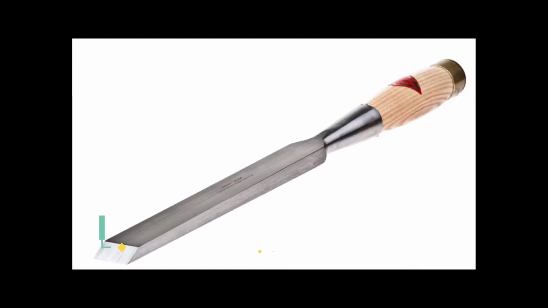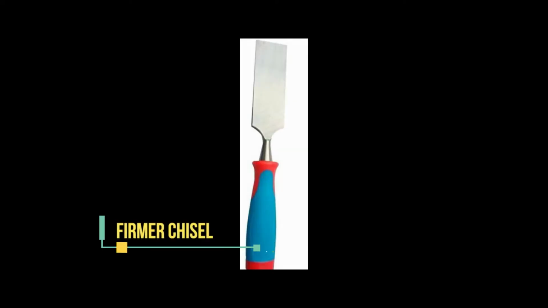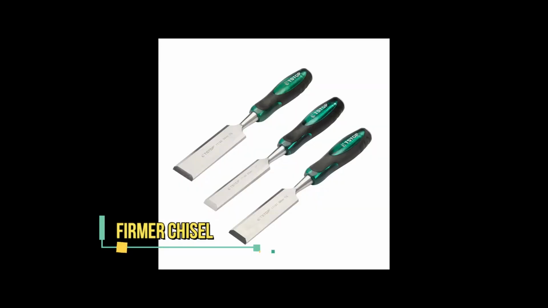The next one is the firmer chisel. Firmer chisel possesses a blade of rectangular section. It is a general purpose chisel which is used for taking wider cuts and finishing flat surfaces inside the grooves.